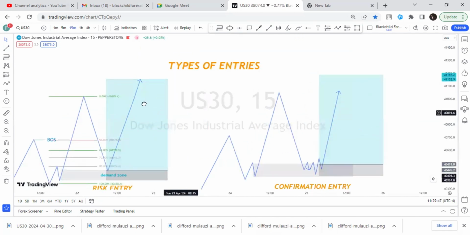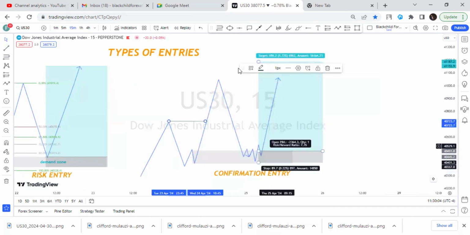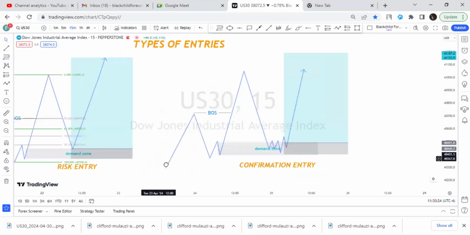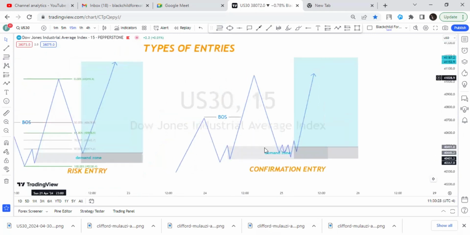So now let me come to the confirmation entry. This is quite different, because then we're having a break of structure right here. We're having a demand area. You should be looking at this maybe on a 15-minute time frame or 1 hour time frame. But when it comes to entries, the minute the price comes into your order block, you're not entering, you're not doing anything. What you're going to do is simply go to a 1-minute time frame and zoom in.